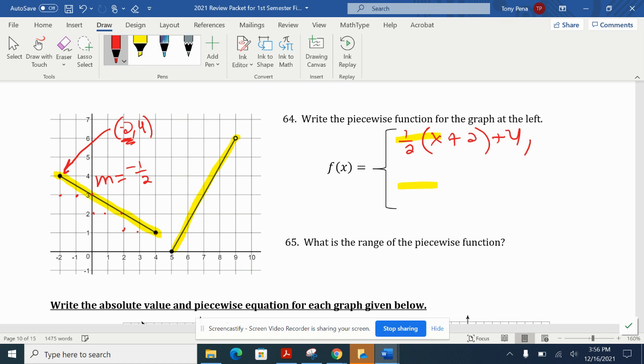That one. This point starts here at the -2, and then this line continues on and on and on and on until we hit this point right here, which is 4. So we start at -2, we finish at 4.